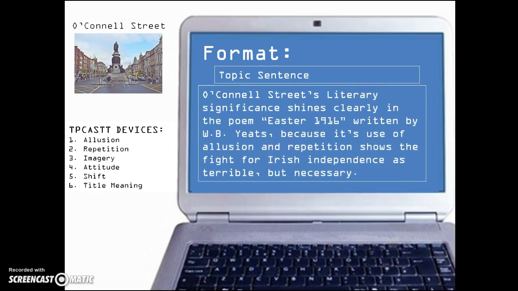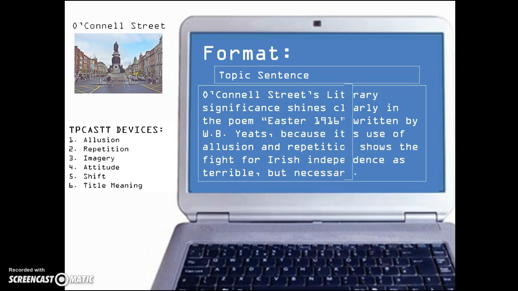So my topic sentence might read, O'Connell Street's literary significance shines clearly in the poem Easter 1916, written by W.B. Yeats, because its use of allusion and repetition shows the fight for Irish independence as terrible but necessary.